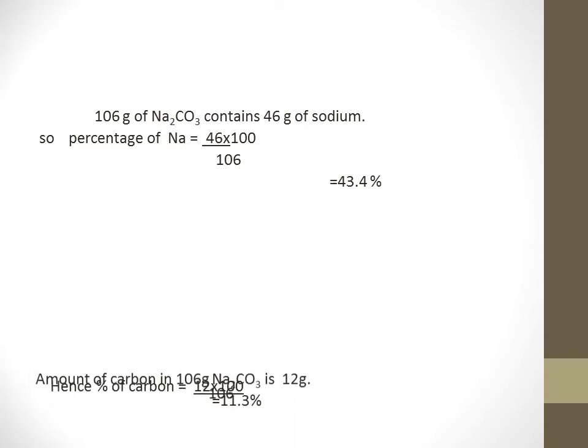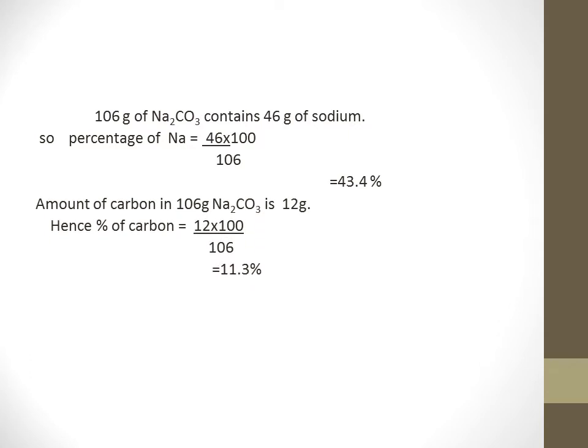Of course it is carbon. So we can find the percentage of carbon. Let us find out. Here also we know that the amount of carbon in 106 grams of sodium carbonate is 12 grams. We have only one carbon atom there. Its atomic mass is 12. Therefore the amount of carbon in 106 grams of sodium carbonate is 12 grams. Then what will be the percentage of carbon? Percentage of carbon is equal to 12 into 100 divided by 106, that's equal to 11.3 percent.